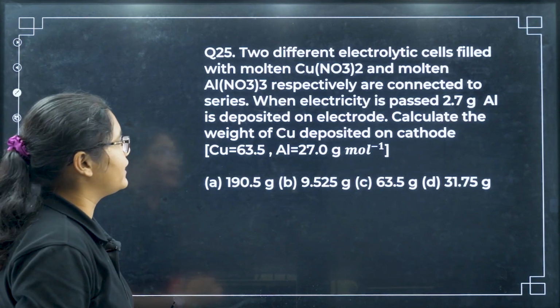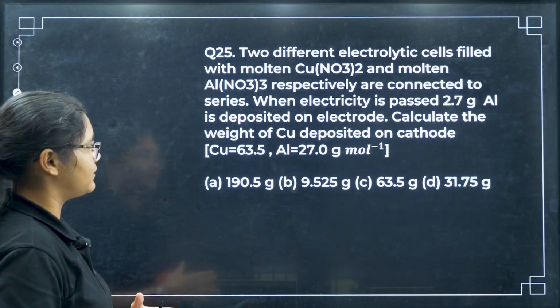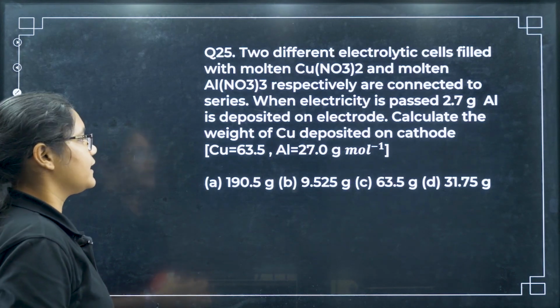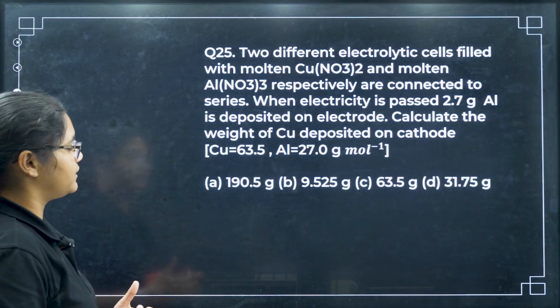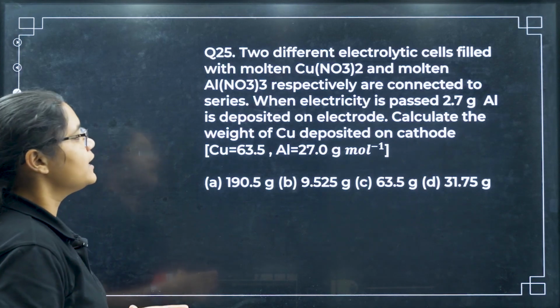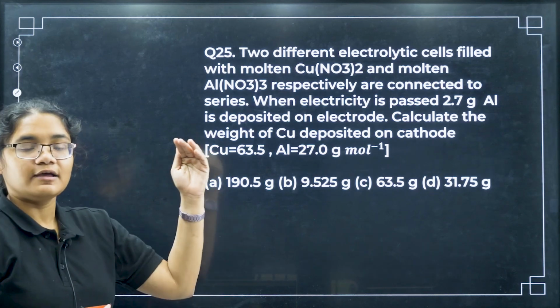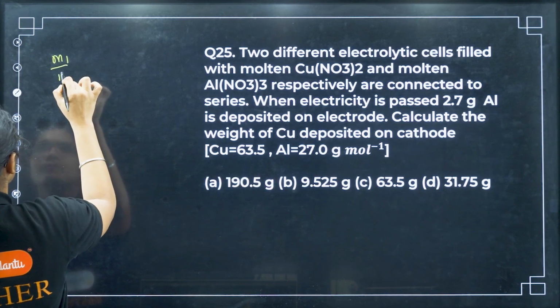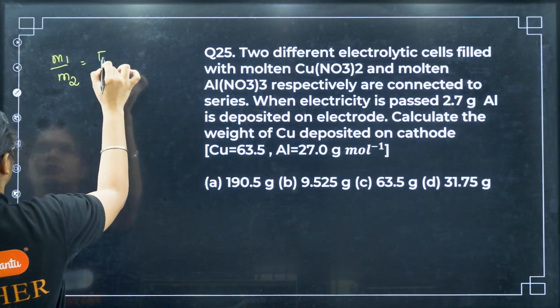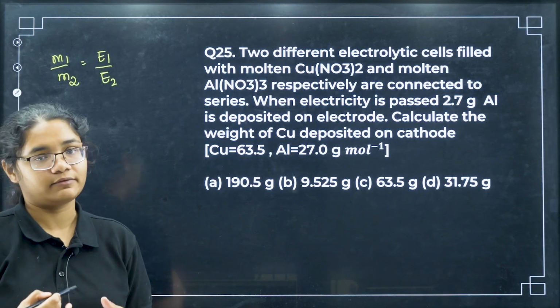Next, two different electrolytic solutions filled with copper nitrate and molten aluminum nitrate respectively are connected in series. When the electricity is passed, 2.7 gram of aluminum is deposited on the electrode. Calculate the weight of copper deposited on the cathode. So this is your normal Faraday's second law question. We have here M1 by M2 is equal to equivalent weight of 1 by equivalent weight of 2.